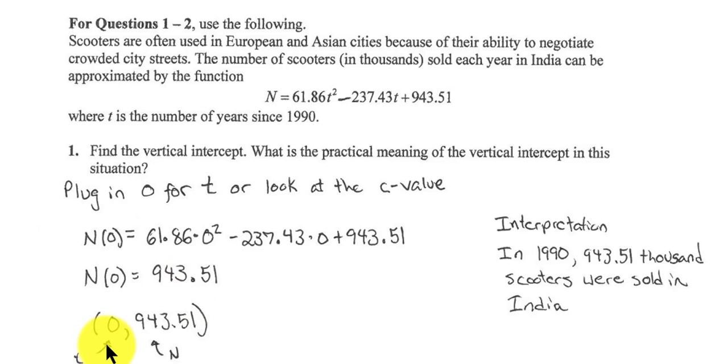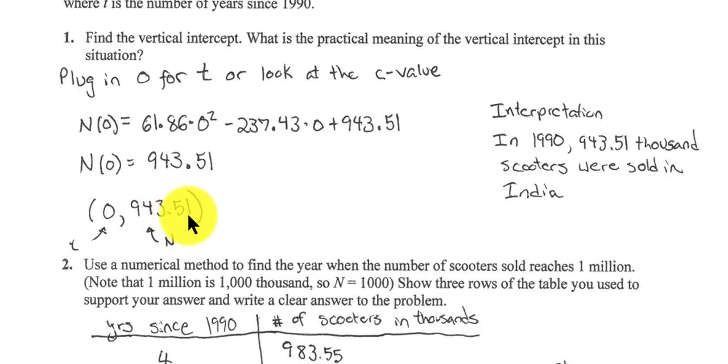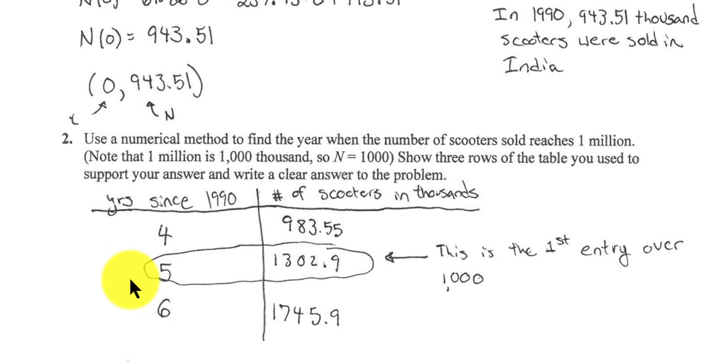So as an ordered pair, it's 0, 943.51. But remember, this is in thousands, so it's 943,000 500 scooters. Okay. For part 2, use a numerical method to find the year when the number of scooters reaches 1 million.